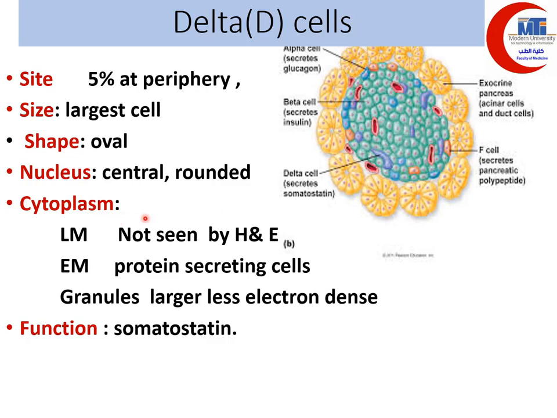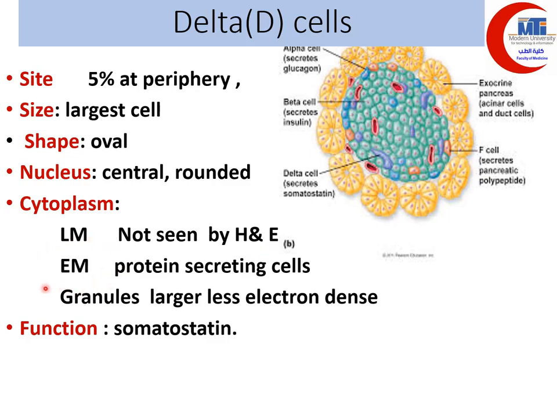The cytoplasm of delta cells is not seen by hematoxylin. As we mentioned, alpha cells appear pale acidophilic with hematoxylin and eosin. Beta cells appear pale basophilic with hematoxylin and eosin. But delta cells are not stained by hematoxylin and eosin. These cells only stain with silver stain, so they do not appear with hematoxylin and eosin.